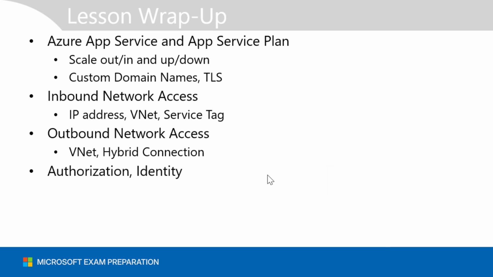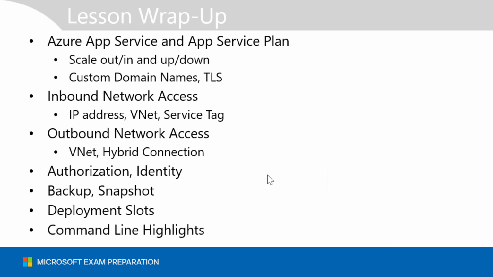We mentioned a couple of other features of web app, such as authorization for restricting login access to your app, identity for managing how your app is known to other Azure services. We also looked at backup and snapshot as ways to protect the code that you have for your application. And finally, we talked about deployment slots as a way to have extra versions of your app used for testing purposes. Let's look at a couple of command line items and we'll finish up the lesson.